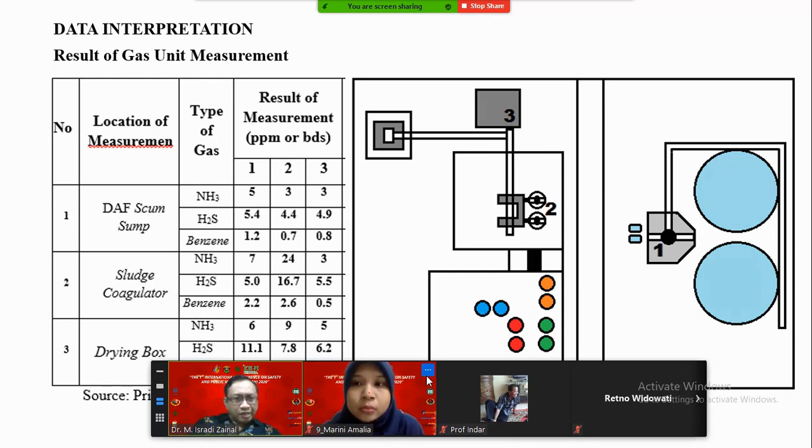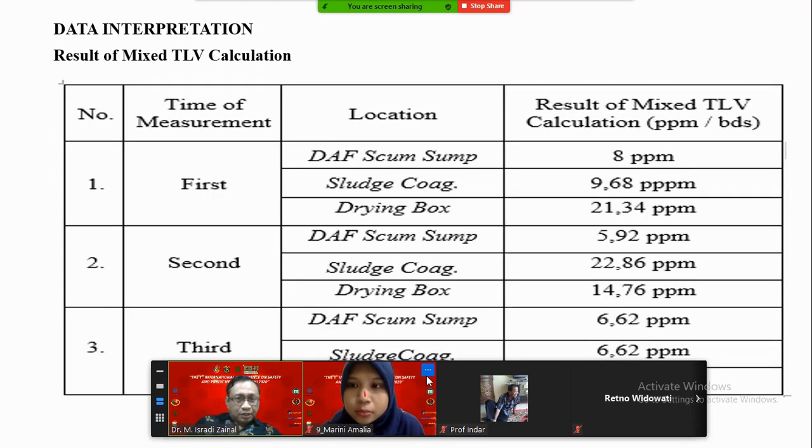And for H2S and benzene, H2S is more than 1, which means unsafe, and the benzene is above 0.5, which also means unsafe. Okay, this is the measurement we found in the locations.